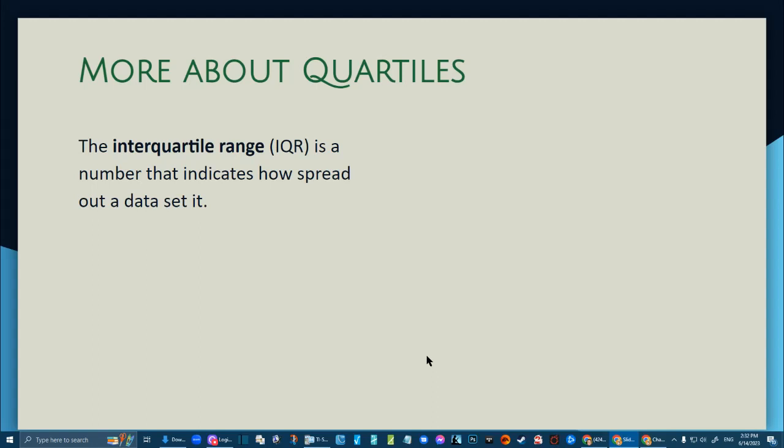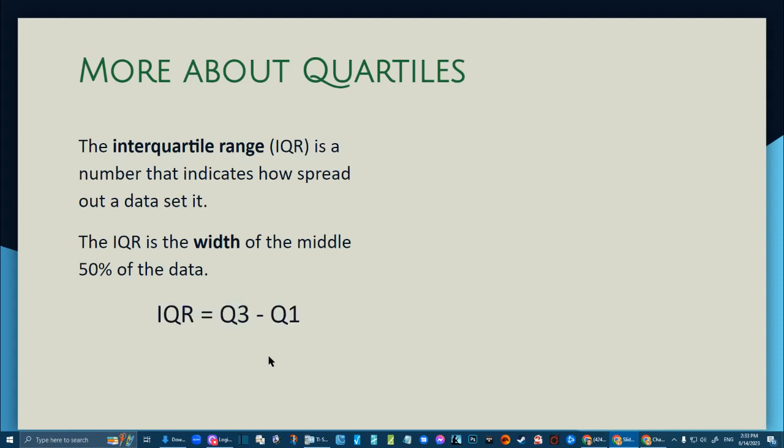Related to quartiles is something called an interquartile range. That's a number that indicates how spread out our data set is. The IQR is the width of the middle 50% of the data. So the IQR extends from Q1 to Q3. We can use the IQR to identify outliers.